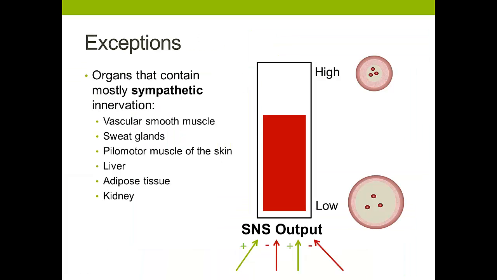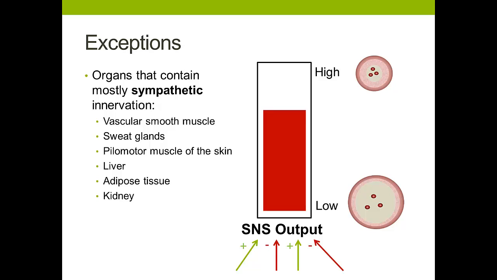There are some limited locations, however, in which this tug-of-war game does not exist at all. Some organs of the body only contain sympathetic innervation. These include the sweat glands, vascular smooth muscle in the walls of blood vessels, pilomotor muscles of the skin, the liver, adipose or fat tissue, and the kidneys. In each of these locations, regulation would occur by either increasing or decreasing the amount of sympathetic output. In this case, multiple inputs could be stimulating or inhibiting the sympathetic output in order to maintain homeostasis.